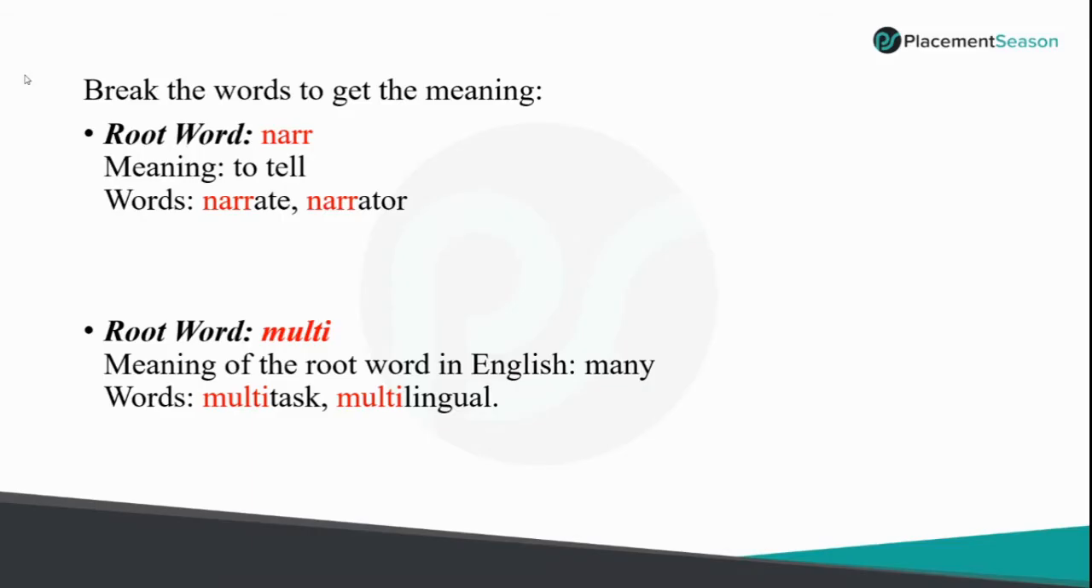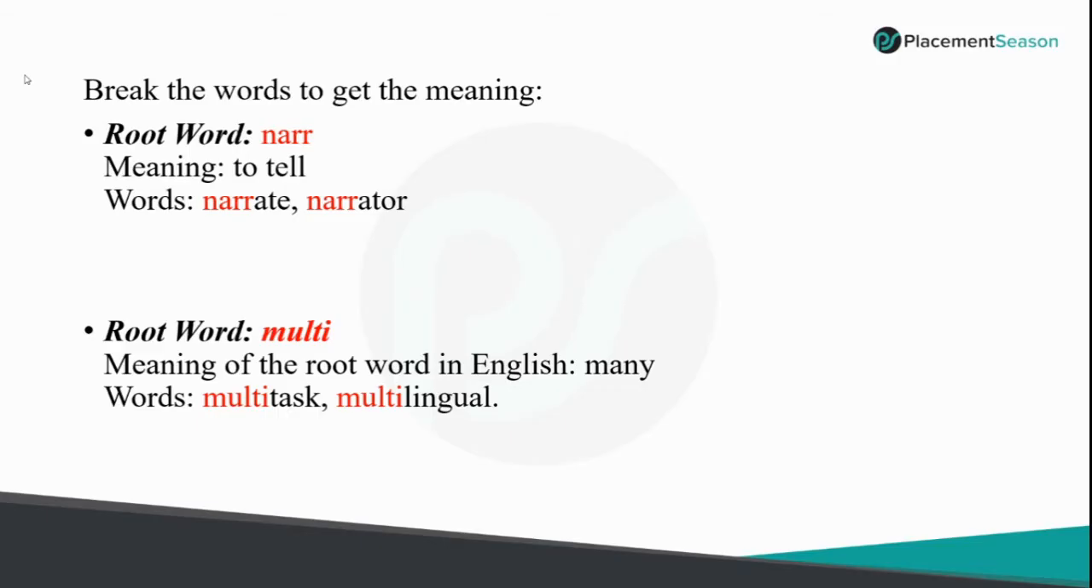Multinational. National means nation, and multi means many, so many nations. See, you have one base word, the root word. You understand the meaning of it, and based on that, you will be able to crack unknown words very easily.